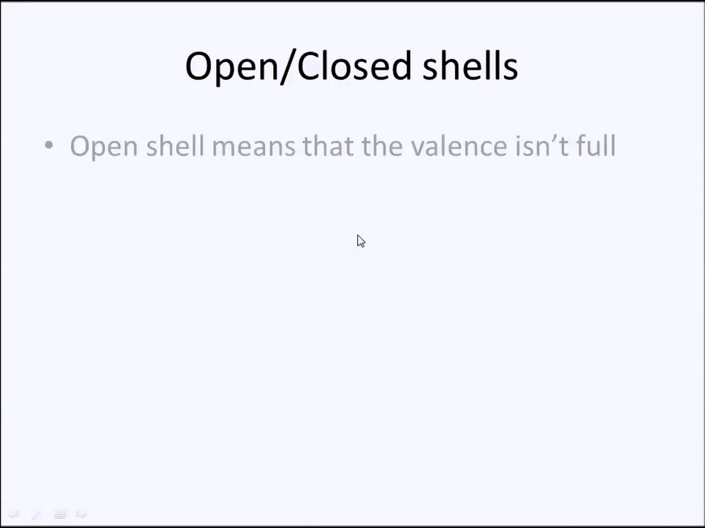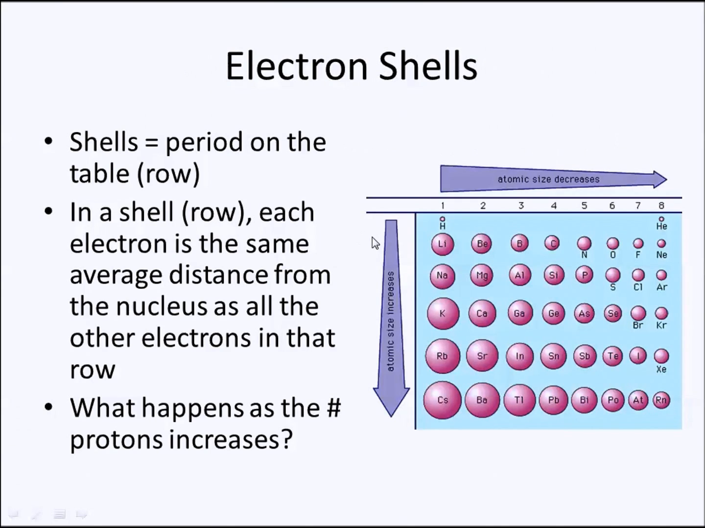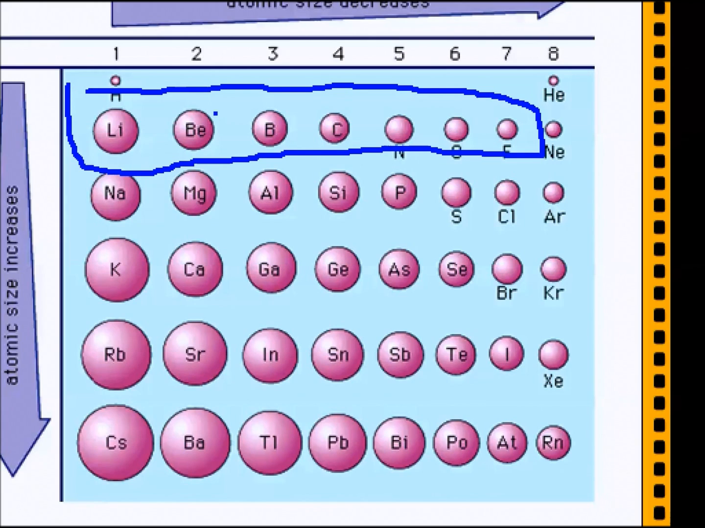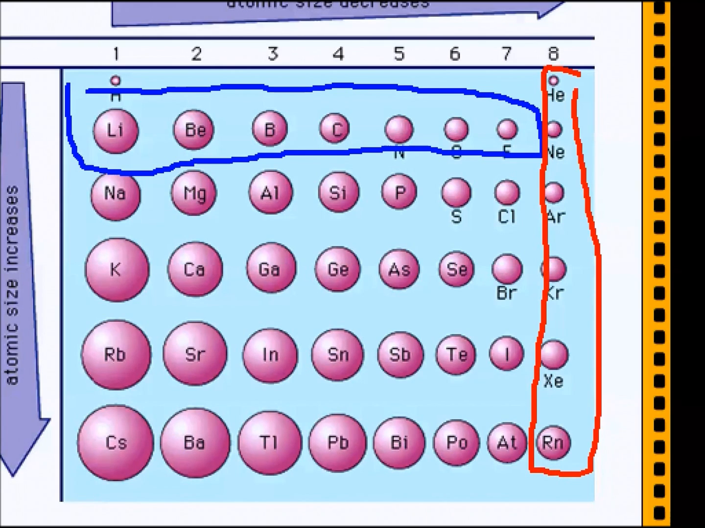Now we'll talk just briefly about open and closed shells. That's really easy. An open shell means the valence isn't full. So if we go back here, all of these have open shells because the valence is not full, whereas all of these have closed shells because the valence is full.